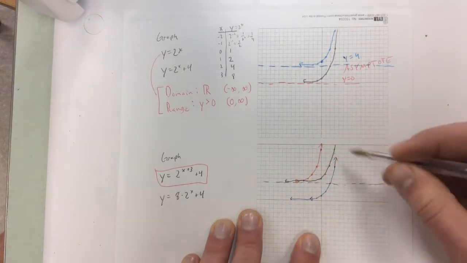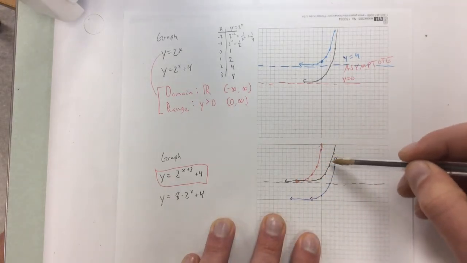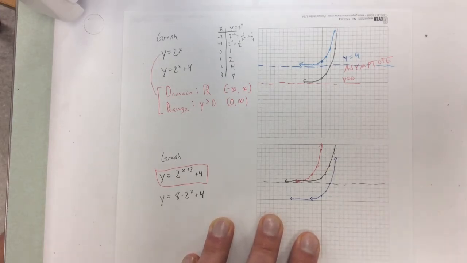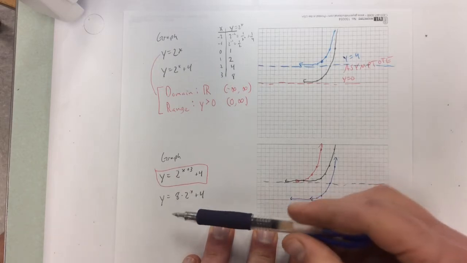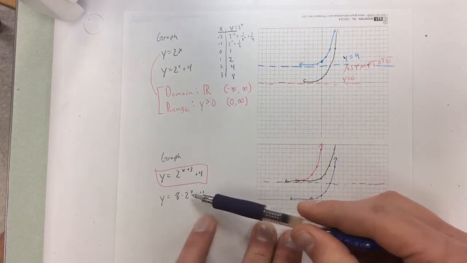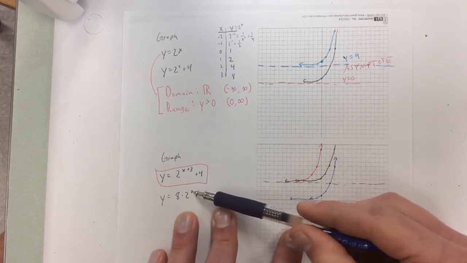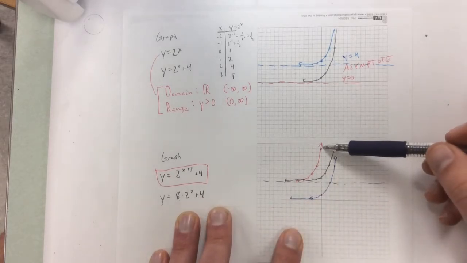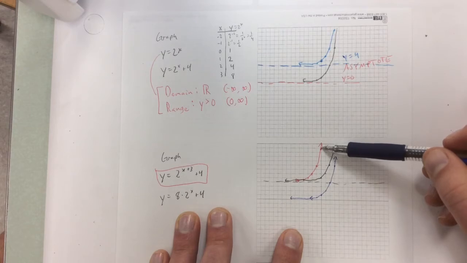Now these actually wouldn't cross. So we just shifted everything over 3. But once again, we can also look at this as 8 times 2 raised to the x plus 4. If I plug in 0 here, that's going to be the same as 8 times 1 plus 4, which was 12. Hey, same number right there.